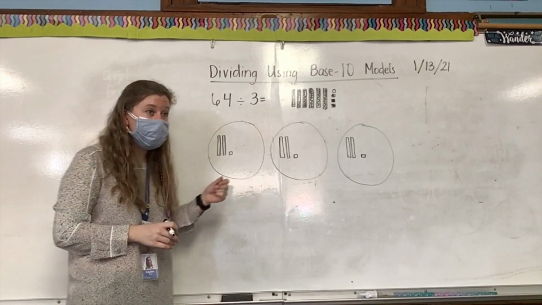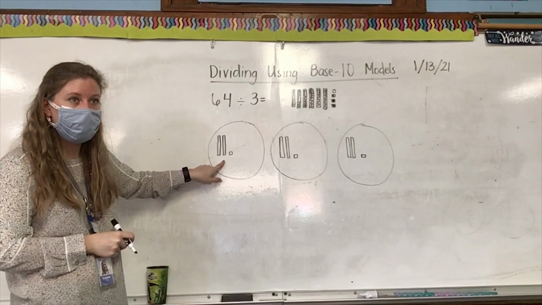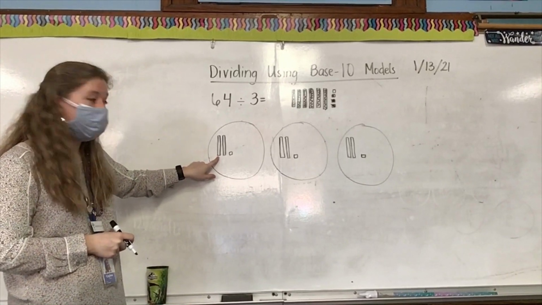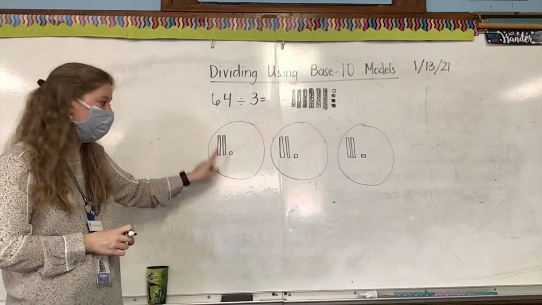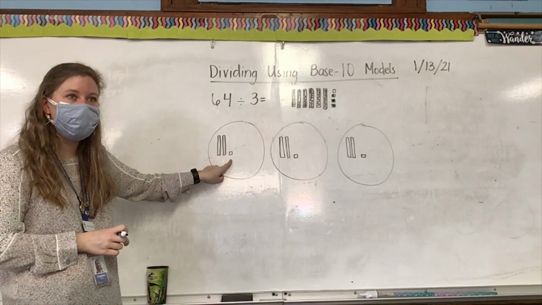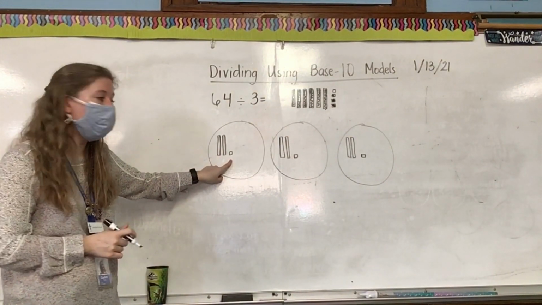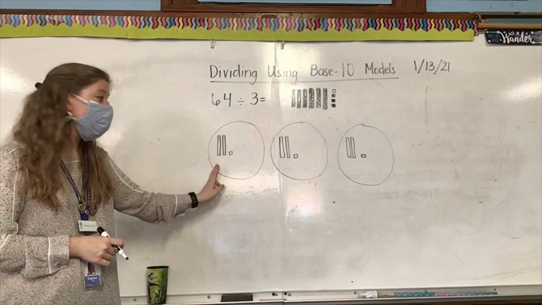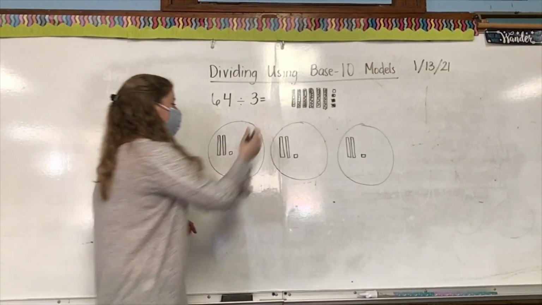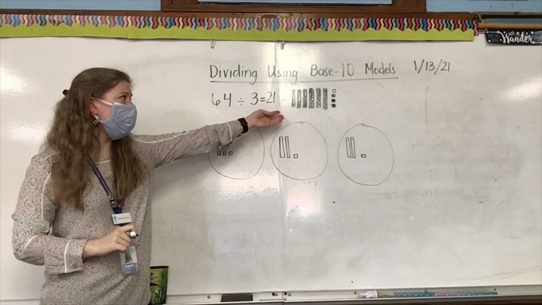Yes. So let's look at one group. How many is in one group? We have how many tens? 2. And how many ones? 1. So 2 tens and 1 one is what? 21. 12 would be 1 ten and 2 ones. 21 is 2 tens and 1 one. Am I done with my quotient?